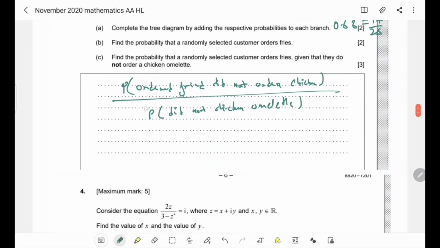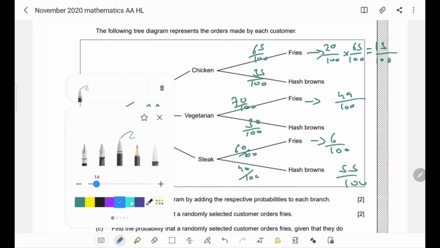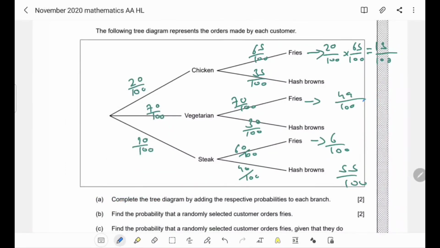Now, the ordered fries and not a chicken order. These are 2 conditions where we are ordering fries and it's not a chicken order. So we can directly add these 2 conditions. The sum of these 2 is ordering fries, so we will be getting 55 over 100.